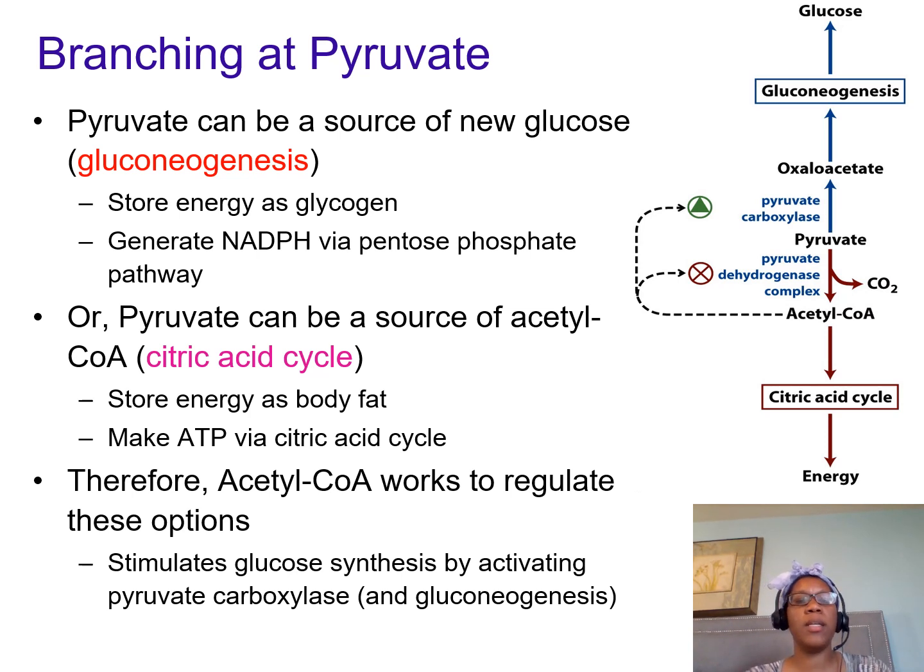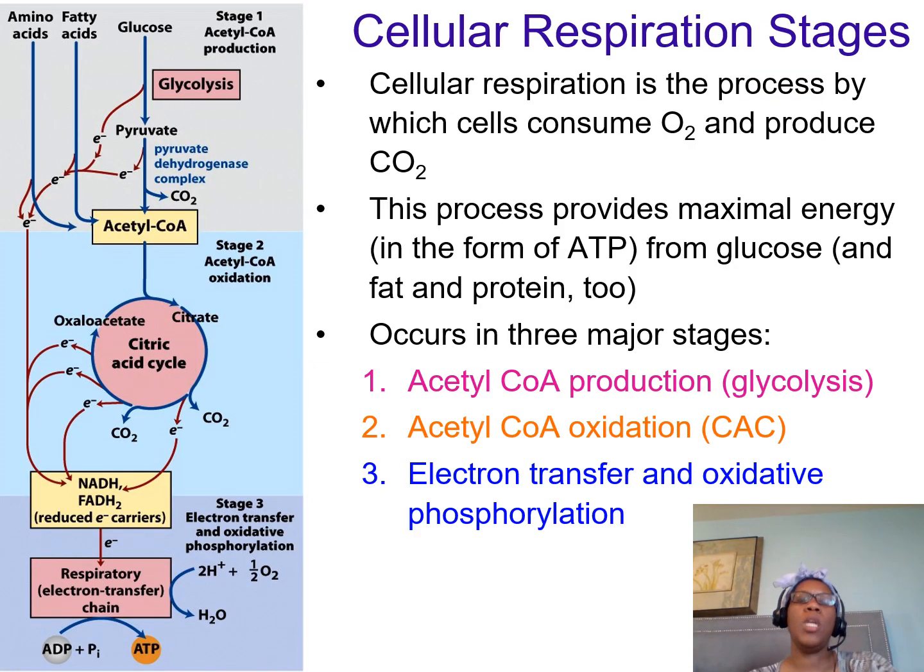Therefore, we'll see a lot later on that acetyl-CoA works to regulate these options, whether we want to store fat, whether we want to store glucose as glycogen, or whether we actually need more energy. So if our body is undergoing cellular respiration rather than fermentation, that's the process by which our cells consume oxygen and produce CO2. We need energy, and that's the preferable source of our glycolysis, burning that energy from glucose in our citric acid cycle. It occurs in 3 major stages.